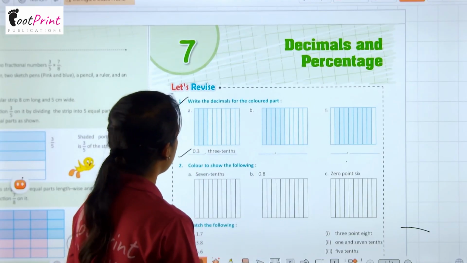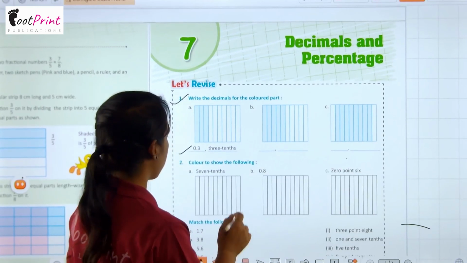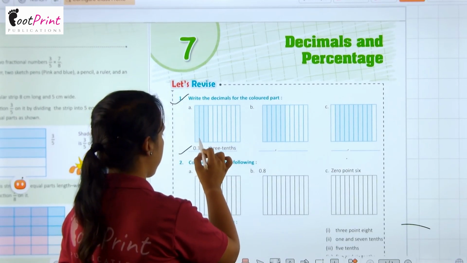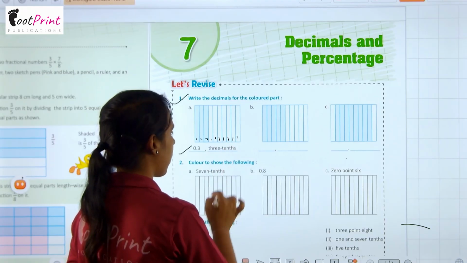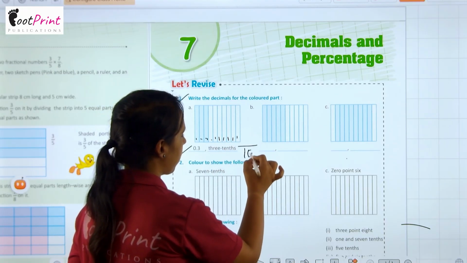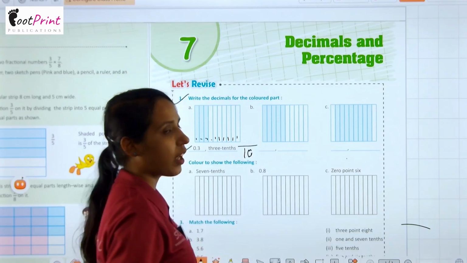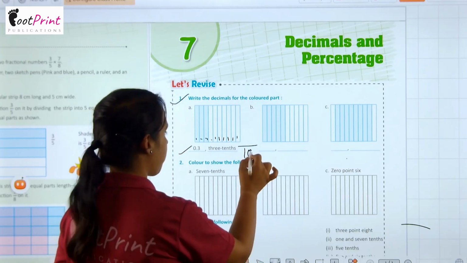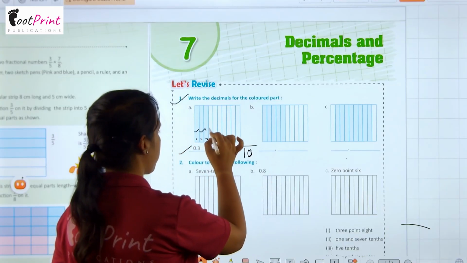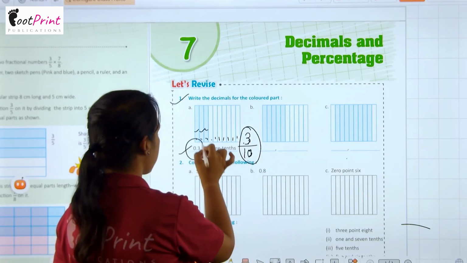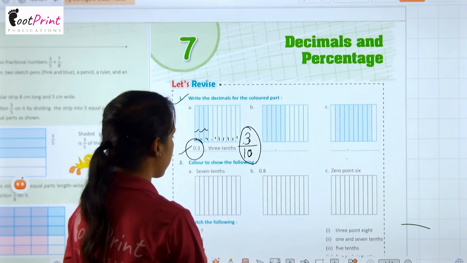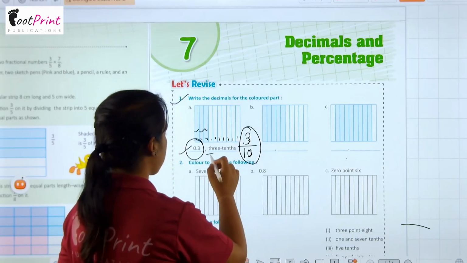One example is given here. There are 10 parts: 1, 2, 3, 4, 5, 6, 7, 8, 9 and 10. We learned that in a fraction, in the denominator we take the total parts. So here we have 10 and 3 shaded parts. So it will become 3 by 10. We can write it in decimal as 0.3 and read it as 3 tenths.